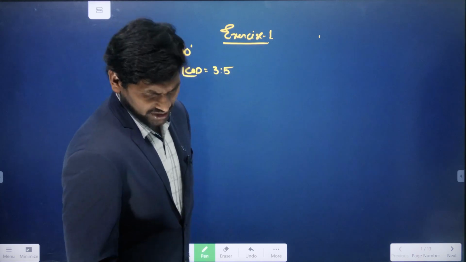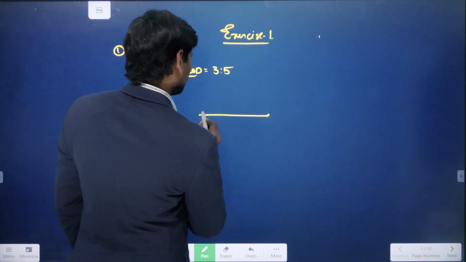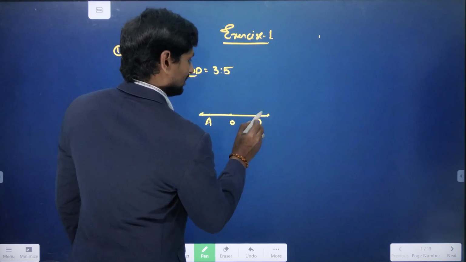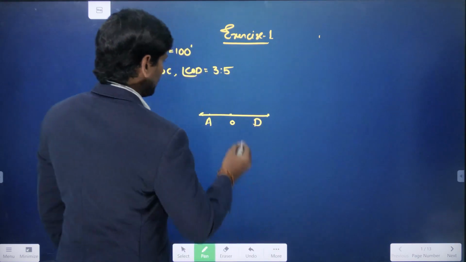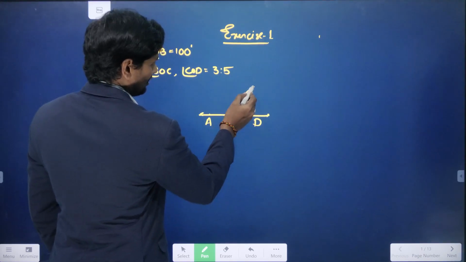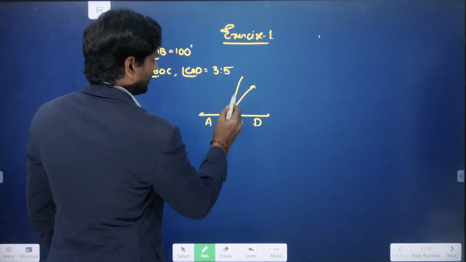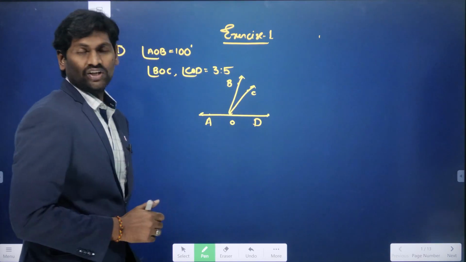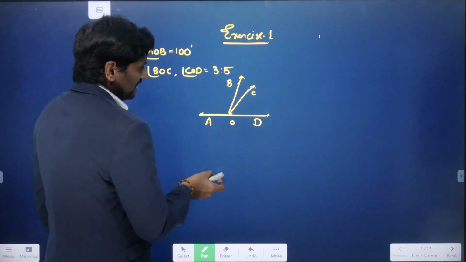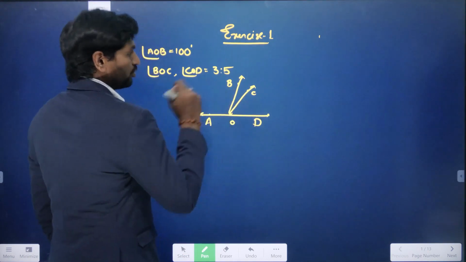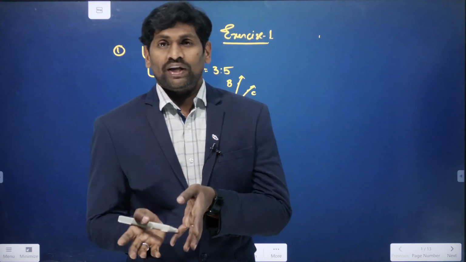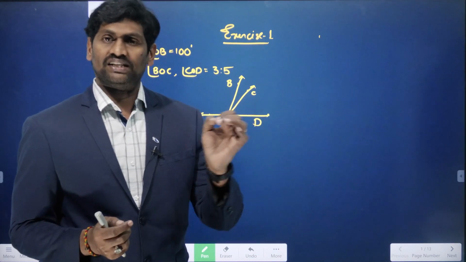The diagram is given with angle AOD, and here OC and OB are rays. So we can consider that COD and BOC are adjacent angles. What are adjacent angles? Any two angles having a common arm and a common vertex. Such angles are called adjacent angles.